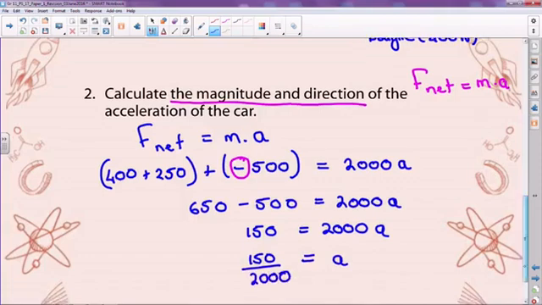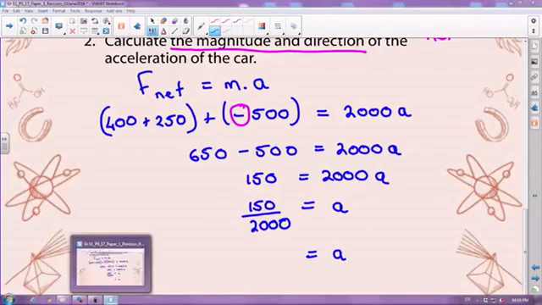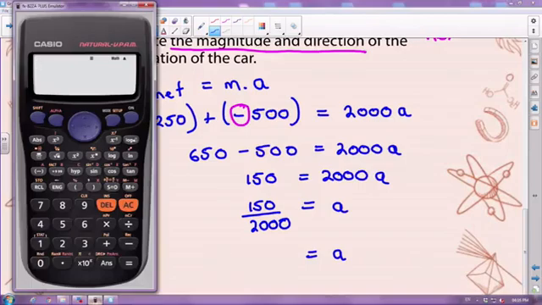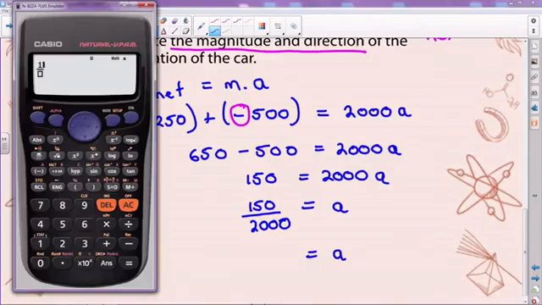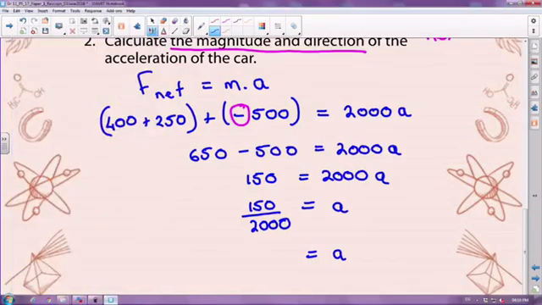As with everything, go straight to your calculator. Make sure you put the right numbers in. So let's have a look here. I'm going to use my little fraction button. I'm going to go 150 divided by 2,000, and that's going to give me an answer of 3/40, which becomes 0,075.